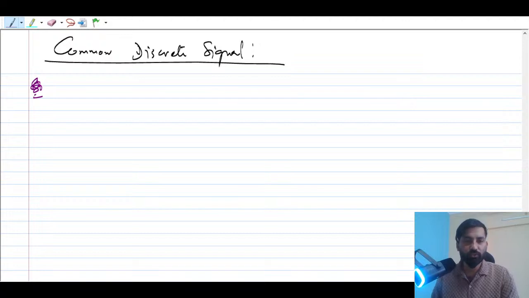Now, first is the unit step sequence. We have to talk about the discrete version of unit impulse, or you can say sample delta n. We call it sample delta n. Unit impulse you can say, or sample delta n, right? We have to discuss unit step. We have to discuss unit ramp, right? So impulse signal, right?